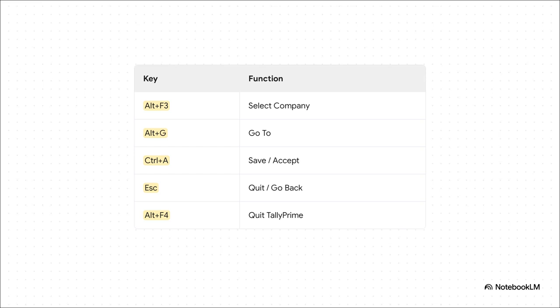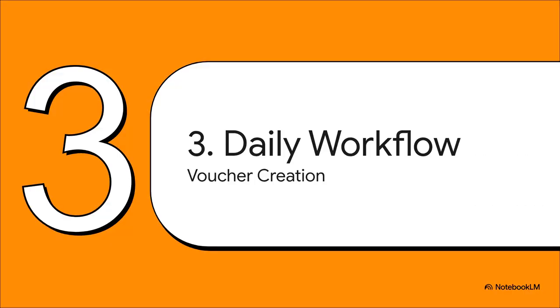With just these few keys, you have total command. Need to jump into a different company's books? Boom, Alt F3. Feeling lost in some deep report? Alt G is like your magic wand. It lets you go anywhere instantly. And my personal favorite, Ctrl+A, is the universal, yes, I'm done, save it key. Use it all the time. To get around, Escape takes you back one step. And when you're all done, Alt F4 closes the whole program. See? No mouse needed.